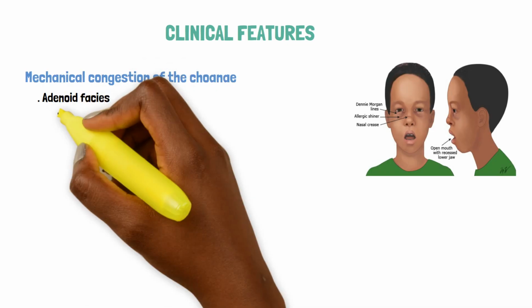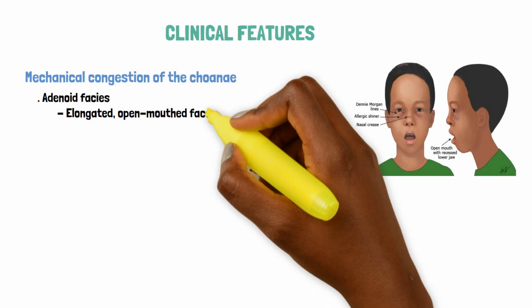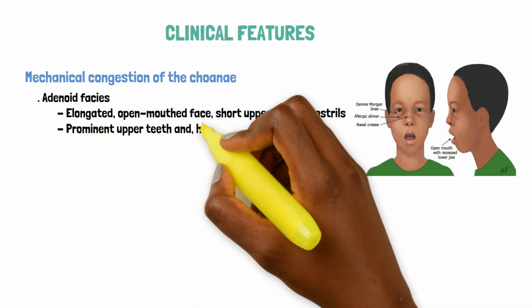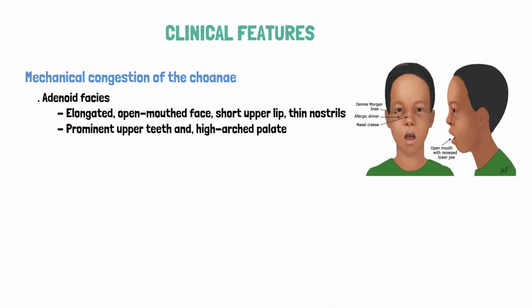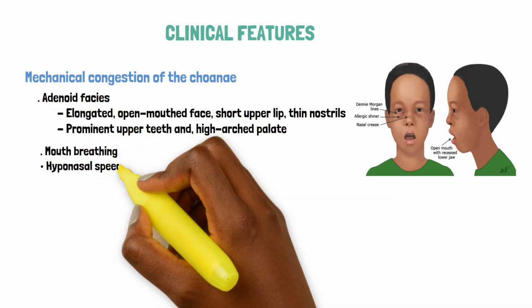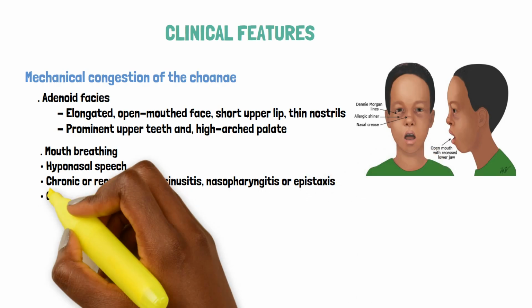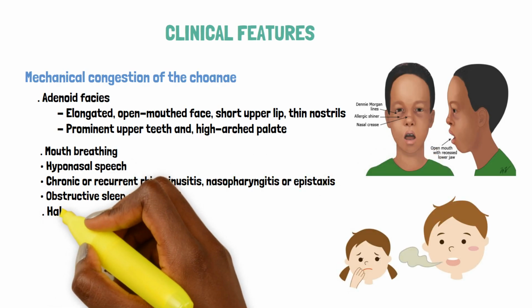Clinical features. On mechanical congestion of the choana, presents with adenoid facies, characterized by elongated open mouth face, short upper lip, thin nostril, prominent upper teeth, and high arch palate. Mouth breathing, hyponasal speech, chronic or recurrent rhinosinusitis, nasopharyngitis or epistaxis, obstructive sleep apnea, and halitosis.